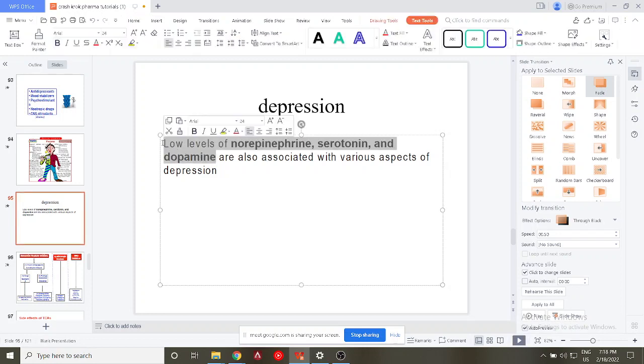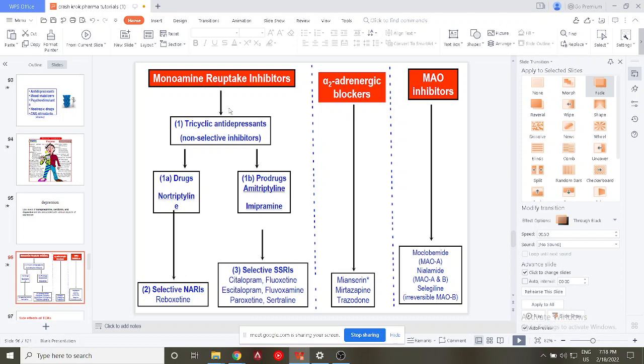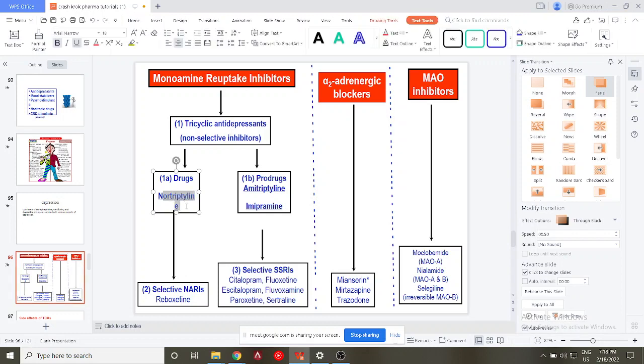For us to treat this, we're going to try to increase the level of these neurotransmitters in the body. We can use monoamine reuptake inhibitors, the TCAs. This drug group is very important for your krok: nortriptyline, amitriptyline, imipramine. If krok says anything that has to do with depression, this is the answer: amitriptyline or TCAs. They can be used to treat depression. Memorize this. It's going to be very important for your krok.